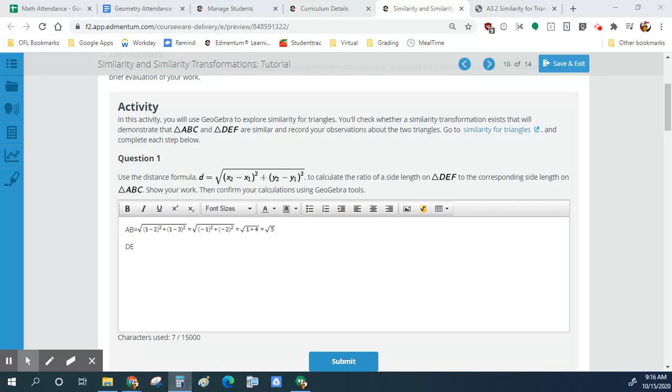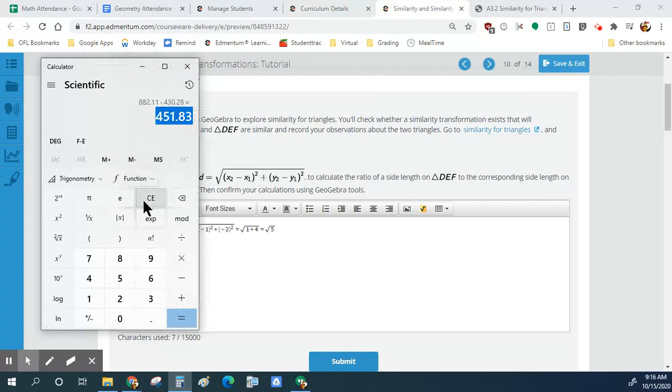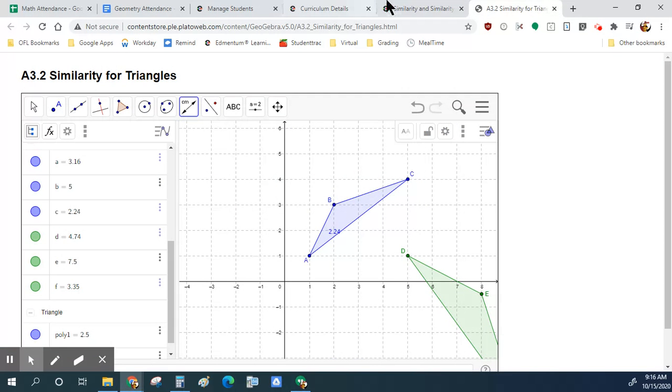And in case you guys are wondering, wait, but you said the square root of 5. Well, we're going to take the square root of 5 and we find out that it's about 2.24 if we round it. So if we round it, you get that 2.24.